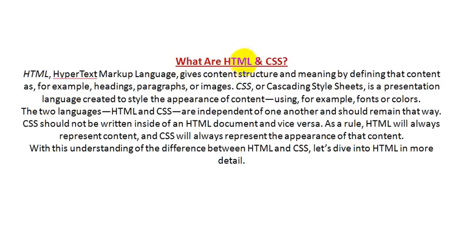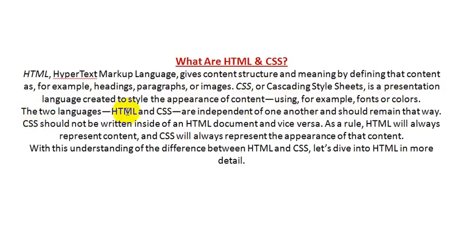What are HTML and CSS? HTML, hypertext markup language, gives content structure and meaning by defining that content as, for example, headings, paragraphs, or images. CSS, cascading style sheets, is presentation. The language creates style via the appearance of content using, for example, fonts or colors.